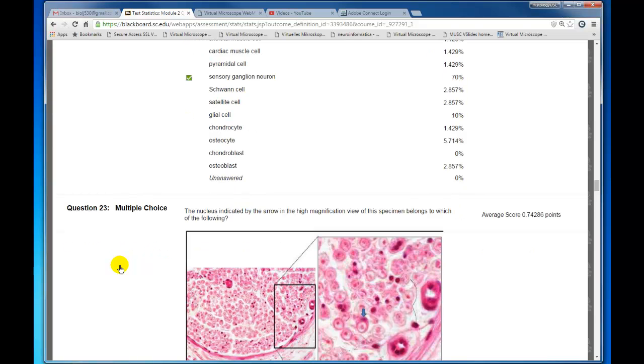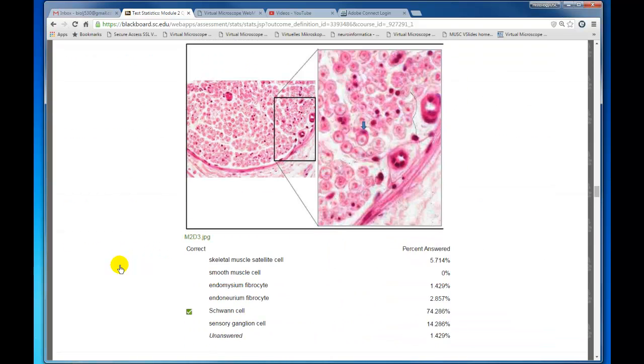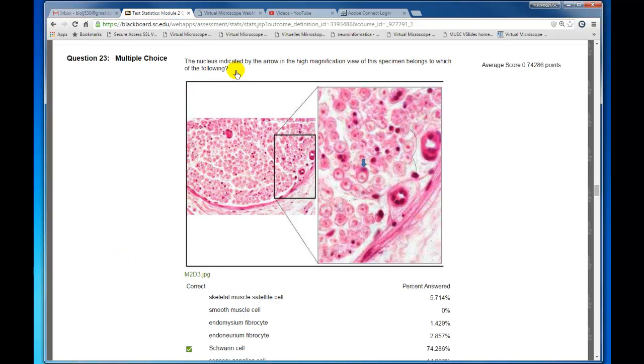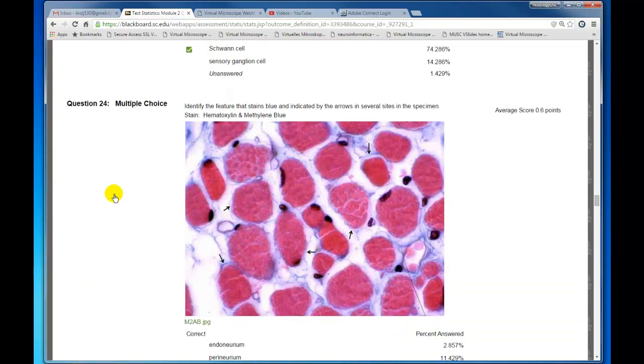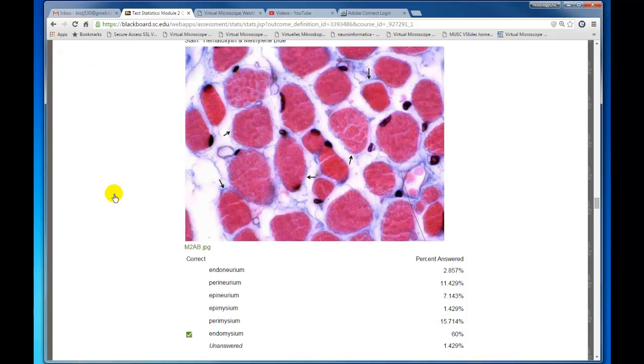Okay, and number 23, parts of a nerve fiber. Well, here we ask, we said the nucleus indicated by the arrow in the high magnification belongs to which of the following? Okay, here's a nucleus. You can see a wrapping here. You see a clear space, and you see kind of a dot in the center as compared also in these profiles. Well, that's the actual axis cylinder of the axon, and this clear space is the myelin, and this nucleus belongs to the Schwann cell. So you need to review that, some of you. Okay, number 24, the wrapping of skeletal muscle.